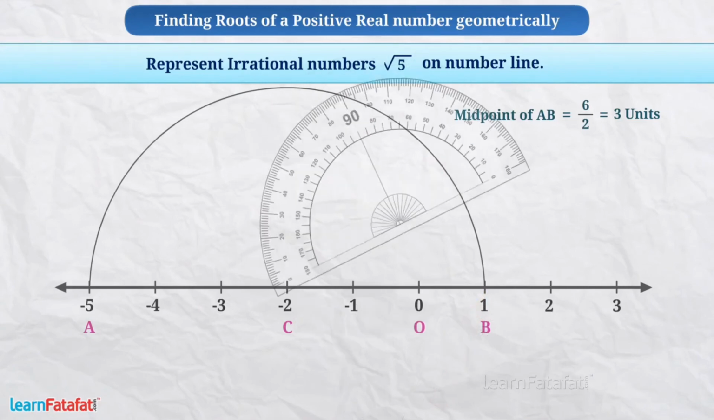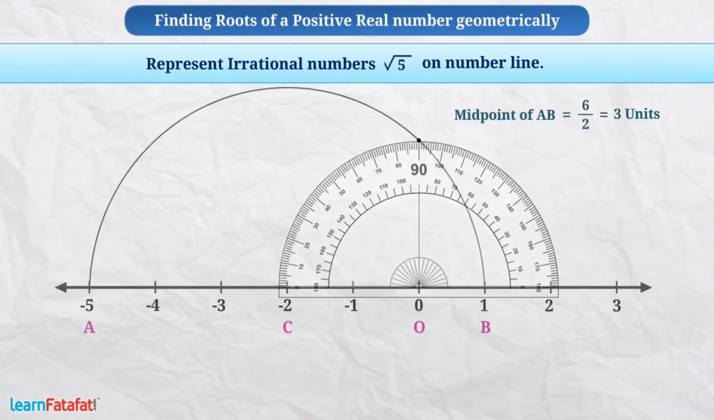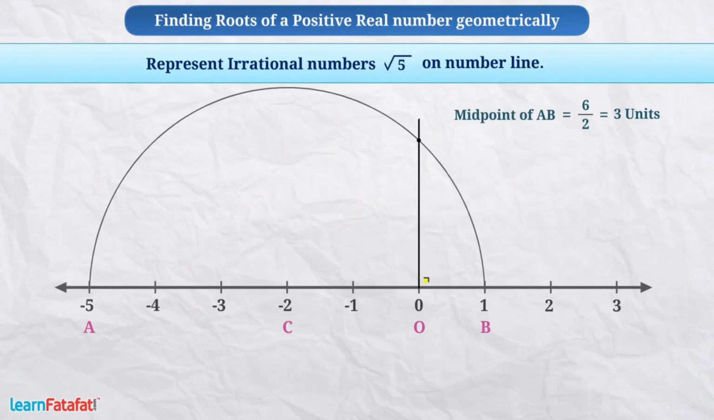Use compass or protractor and draw a perpendicular line to number line at O that meets the semicircle at point D. The distance OD is √5 units. Taking O as the center and OD as radius, draw an arc that meets the number line at point E.